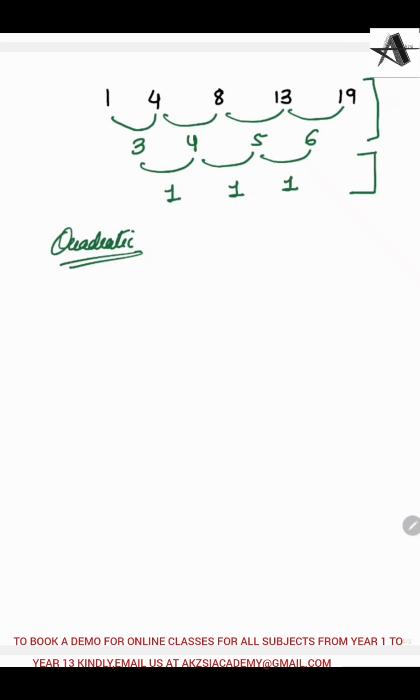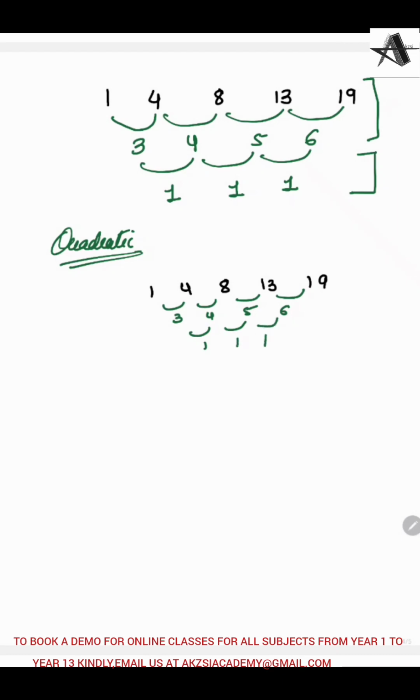Now there is a little difference in finding it. It looks, you can say, kind of similar to finding the linear one. The only extra step is there. Let me start with the series, that is 1, 4, 8, 13, 19. And we subtract it. After subtracting it two times, which is 3, 4, 5, 6, 1, 1, 1.